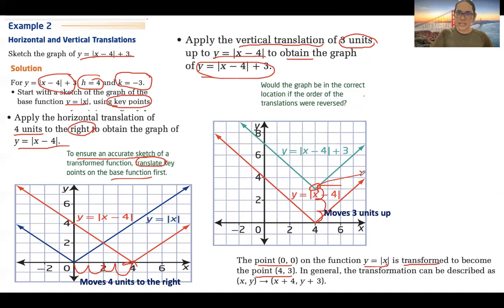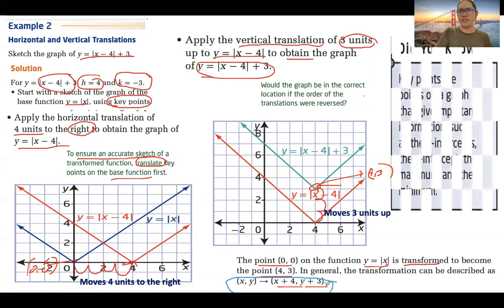This is the 4, 3. So from the point of origin 0, 0, as you can see, the graph transformed into 4, 3. And of course, in general, the transformation can be described as x plus 4 and y plus 3. We add 4 to your x and 3 to your y, since your h is 4 and your k is 3. So I hope we're clear about this one.